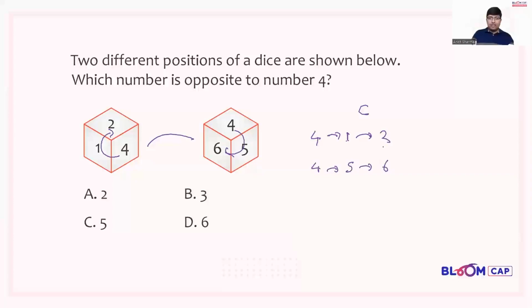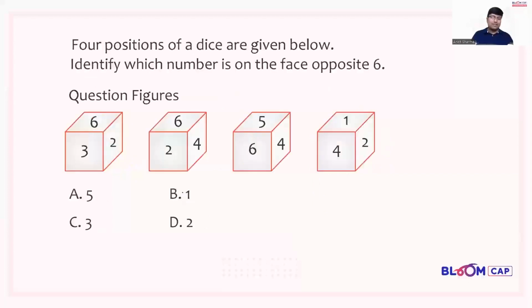And now if you again see, opposite of 2 is 6, opposite of 1 is 5, opposite of 4 is what? 3. And that is the answer. What number will be opposite to 4? It is 3. Okay. Next.